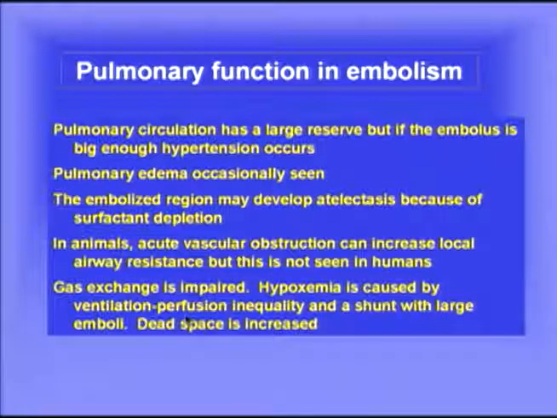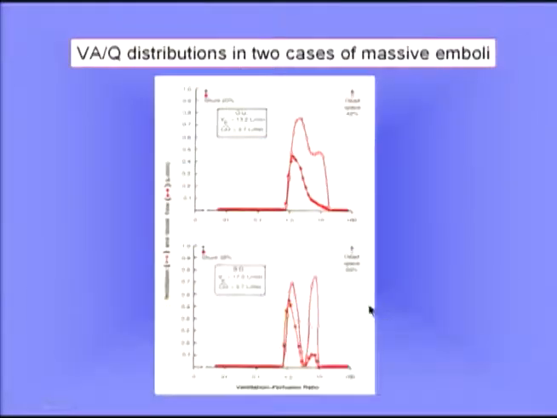Gas exchange is impaired in pulmonary embolism. You get hypoxemia because of ventilation perfusion inequality, and you can get a shunt with large emboli, possibly because of edema. And here are a couple of distributions. They're pretty remarkable, that anyone was able to make these measurements. These are distributions of ventilation perfusion ratios in two cases of massive pulmonary emboli. And you can see several things.